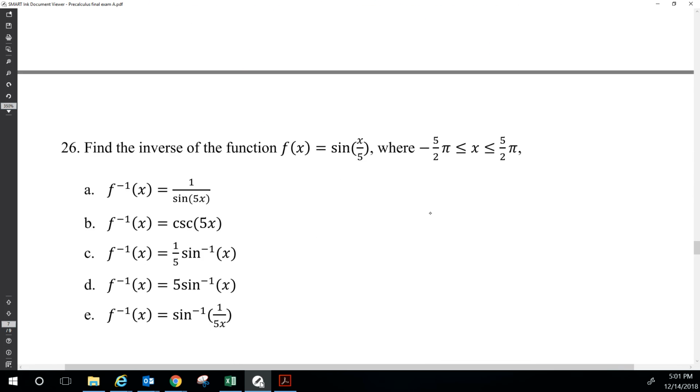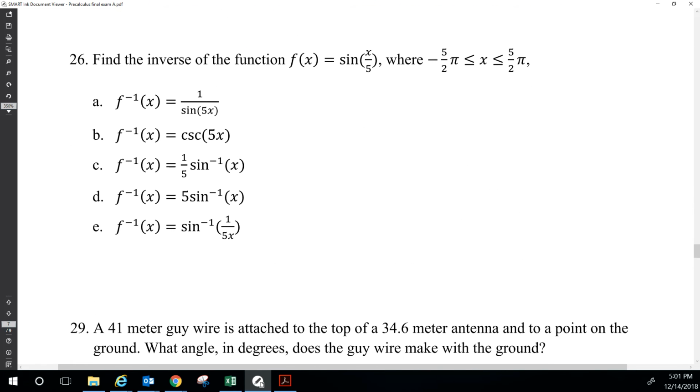All right, 26. Find the inverse of this function. We didn't do this per se in class, but you totally should be able to do this. We know for inverse functions, we switch our domains and ranges. We switch x's and y's. So remember, this is y is equal to sine x over 5. And so I'm going to switch my x and y and then solve for y. So I switched my x and y.